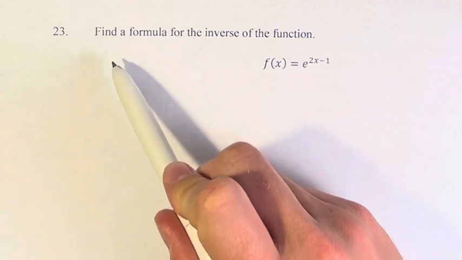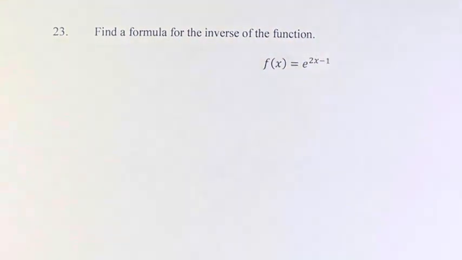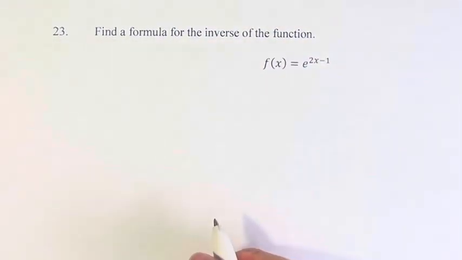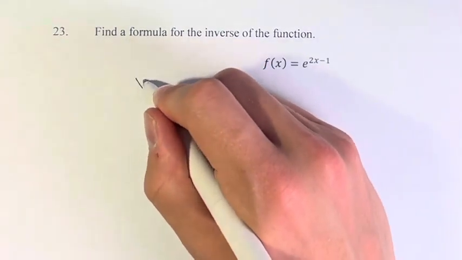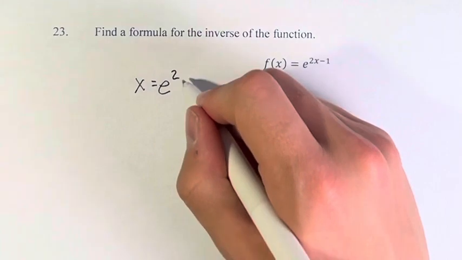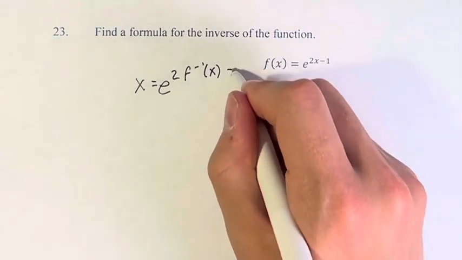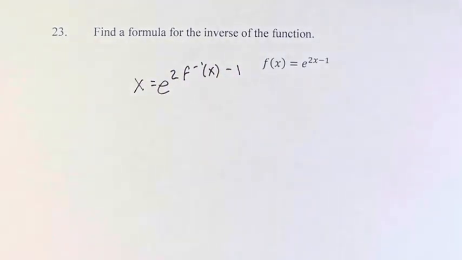In this problem, we're asked to find a formula for the inverse of the function f of x is equal to e to the 2x minus 1. So given our original function, to find the inverse, wherever we see f of x, we replace it with x. And wherever we see x, we replace it with the inverse of f. And now, we have an equation where we can solve for the inverse.